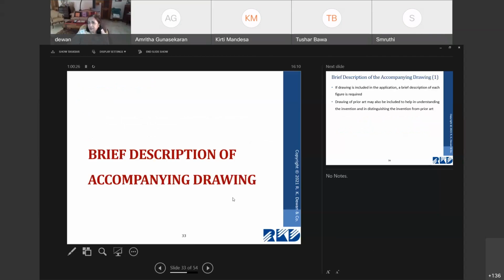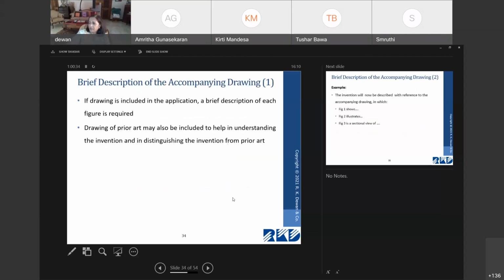Now, the next aspect is the brief description of the drawing. So if there are some drawings, you give a brief description. Sometimes you may not have drawings, so you can skip this part. If a drawing is included, then you give a brief description of it.